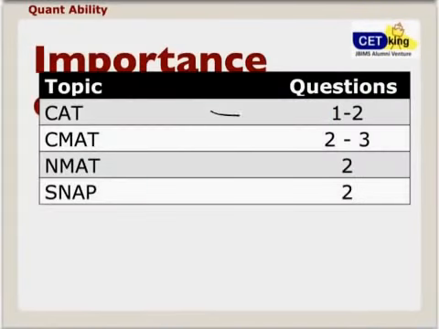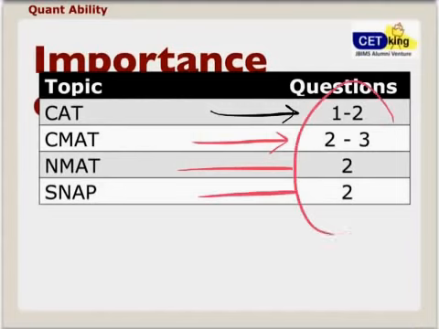Importance wise, in CAT there will be 1 to 2 questions which are based on time speed. In CMAT there will be another 2 to 3 questions, and NMAT 2 questions, CMAT 2 questions. This topic is going to be there in almost every exam. So that is your must do topic.